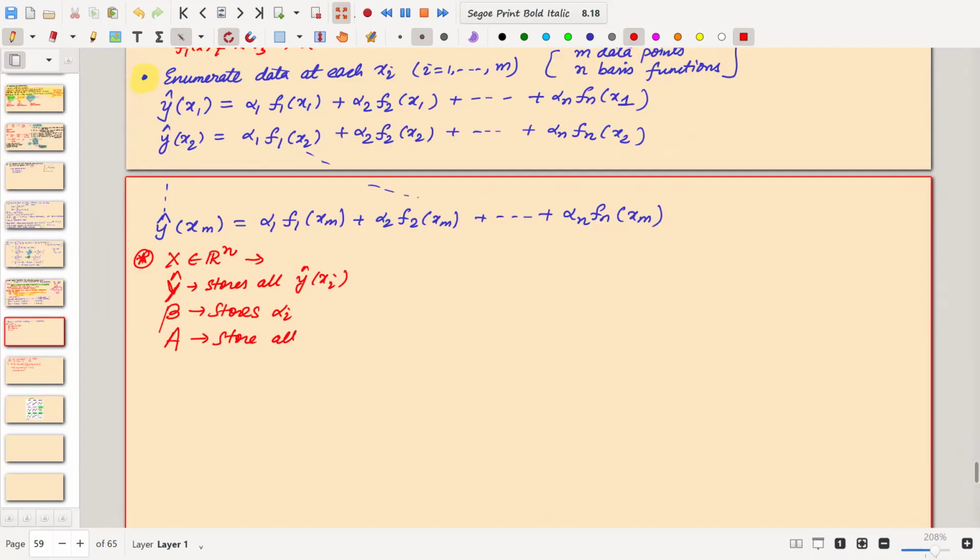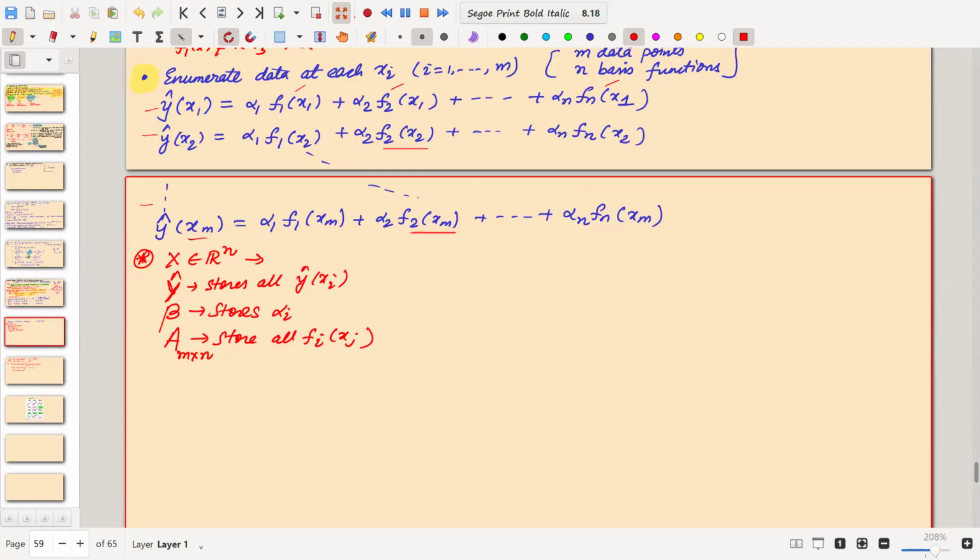Store all f_i(x_j), because you see f2(xm) is also there, no? f2(x2), f2(xm), fn(xm). So all this data is there, and we can store that as a matrix. And what should be the size of the matrix? It should be m cross n: m rows, n columns. You can see n columns, f1, f2, and so on up to n, but there are m rows. Is it clear?